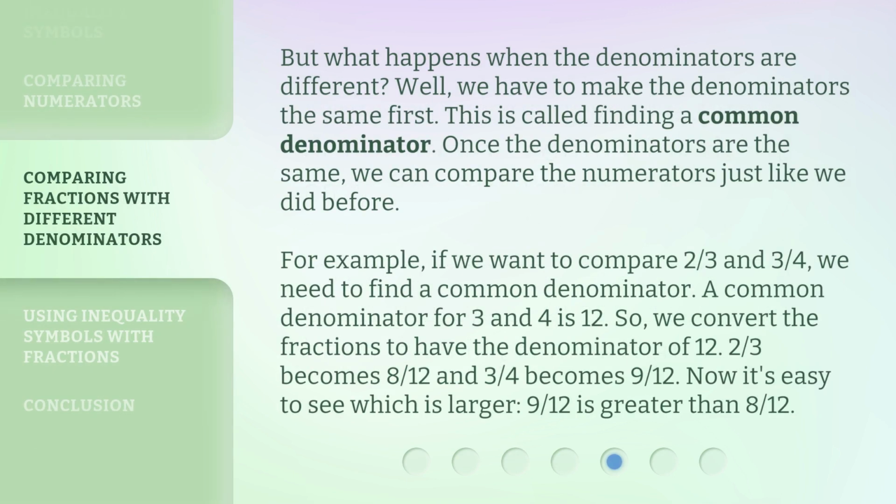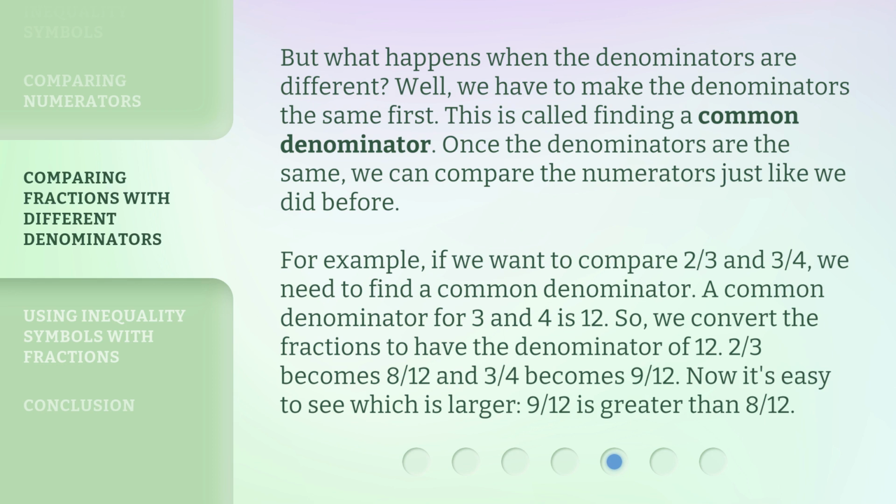But what happens when the denominators are different? Well, we have to make the denominators the same first. This is called finding a common denominator. Once the denominators are the same, we can compare the numerators just like we did before.